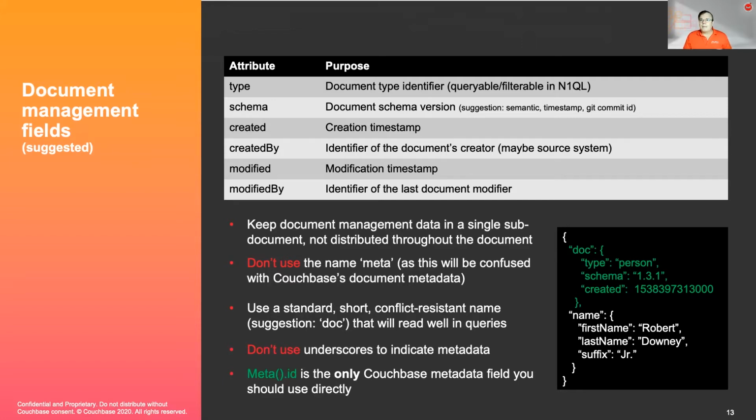And on the topic of metadata, please note that the only piece of Couchbase metadata, which is our document metadata, that you should ever use directly is meta.id. You will make use of the other metadata like the CAS value, the compare and swap value, but please only do that via the client APIs. They're designed to decode and update it properly.